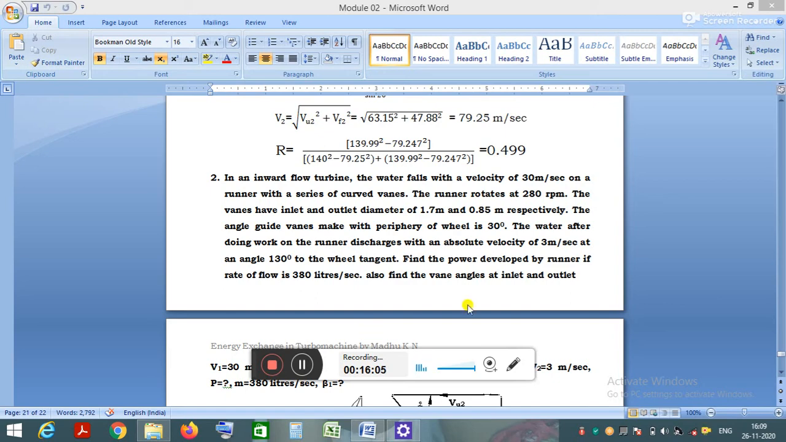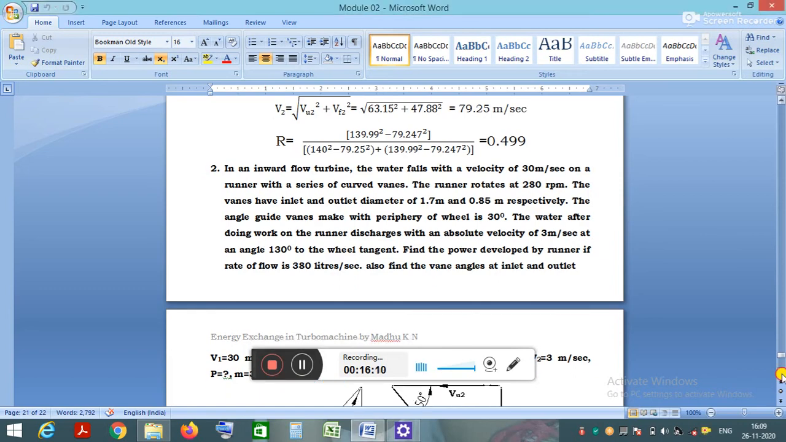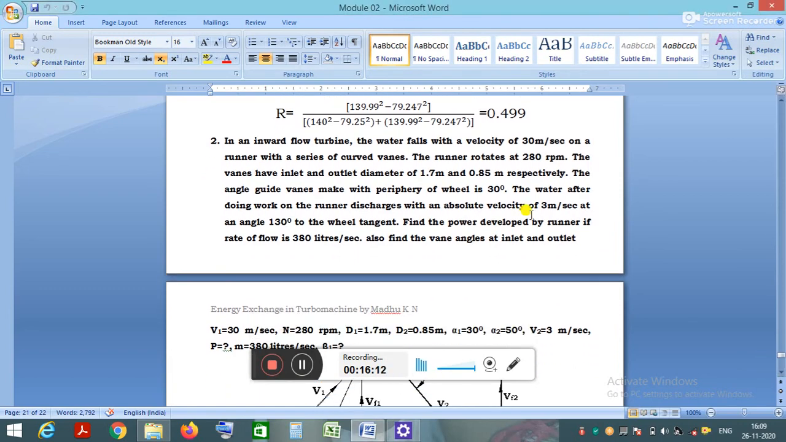Nothing but it is alpha 1, because the guide blades make an angle of 30 degree, as given, with the periphery of the wheel, with the outer surface of the wheel of the turbine. Nothing but the water enters the blades at 30 degree. That means he has given alpha 1, the inlet angle.